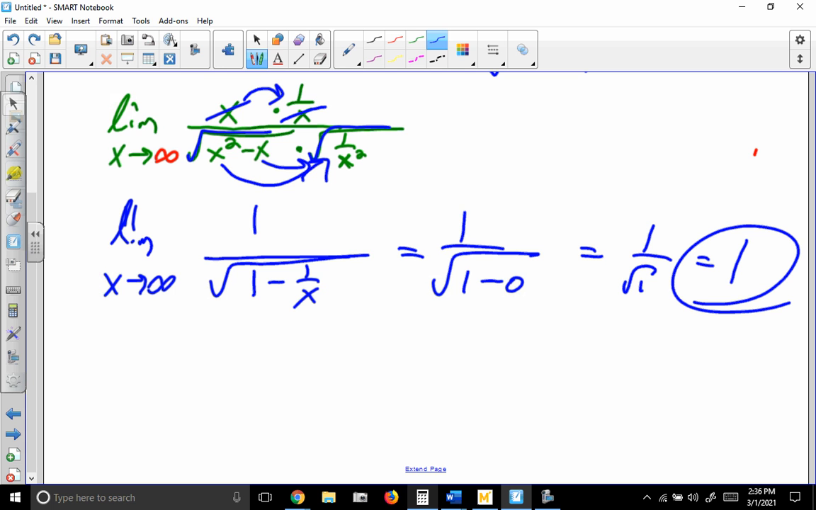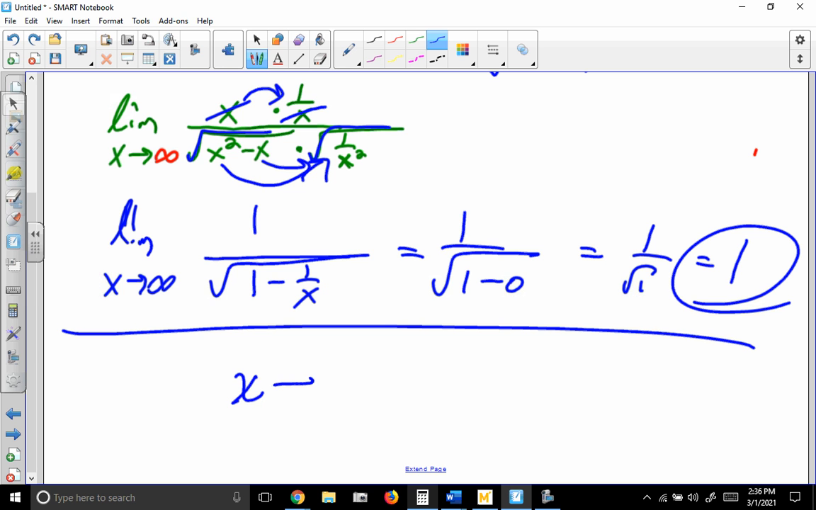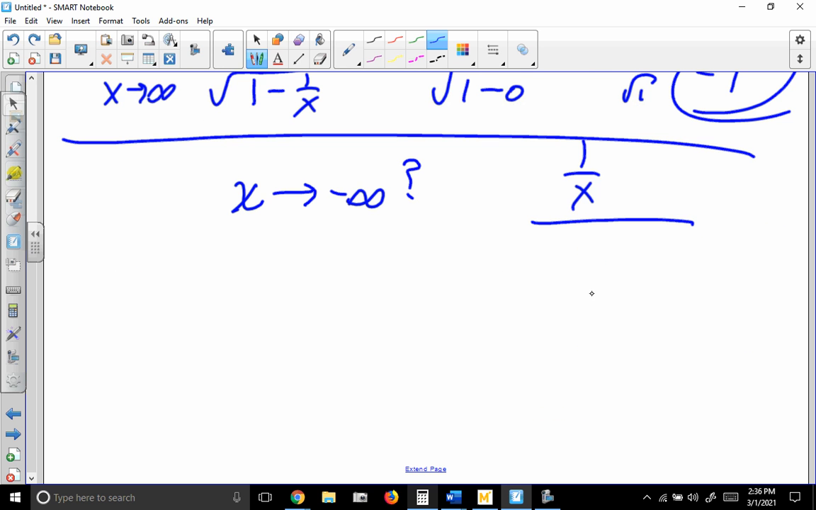But what if x is going to negative infinity? What if x goes to negative infinity? Then is it true that 1 over x over the square root of 1 over x squared equals 1? And the short answer to that is no. Well, how could that be so? Let's look by picking some negative numbers that are getting bigger and bigger.